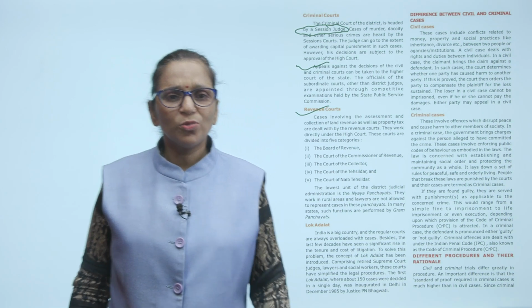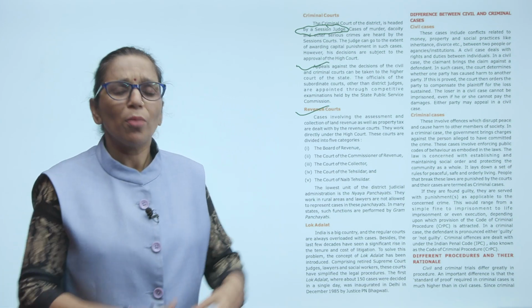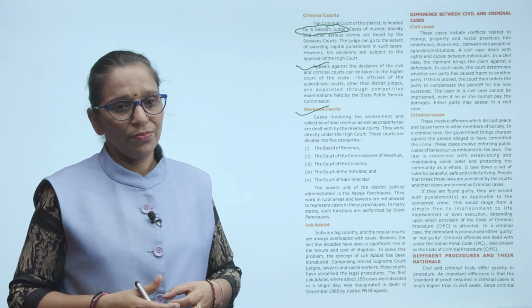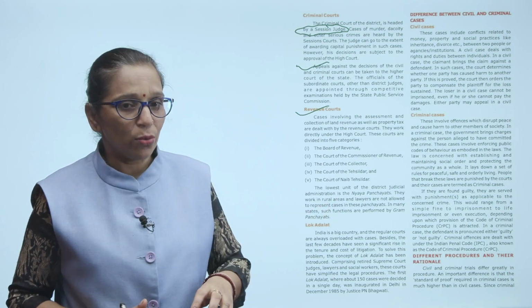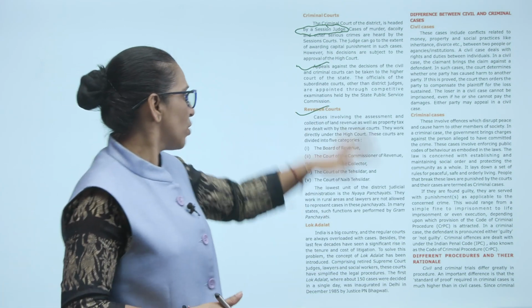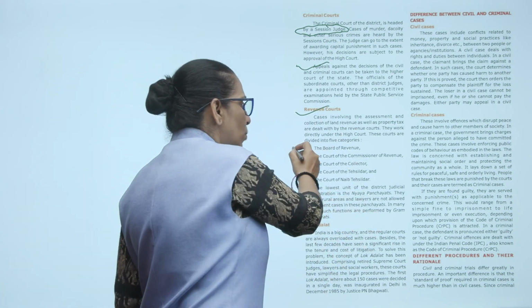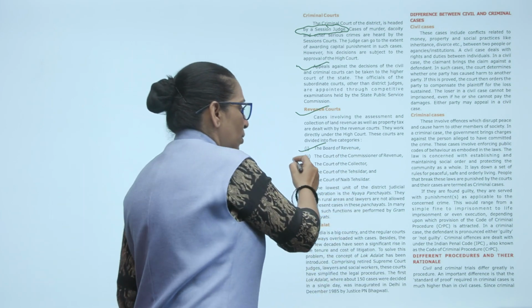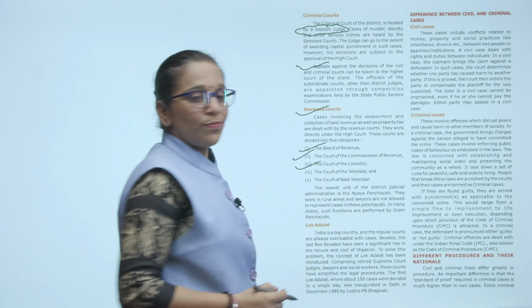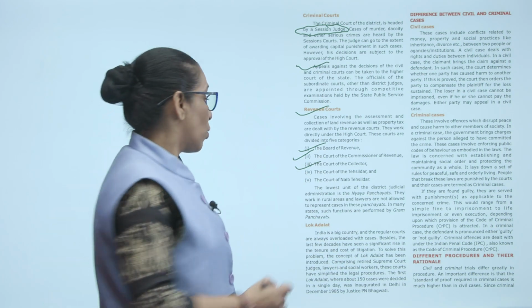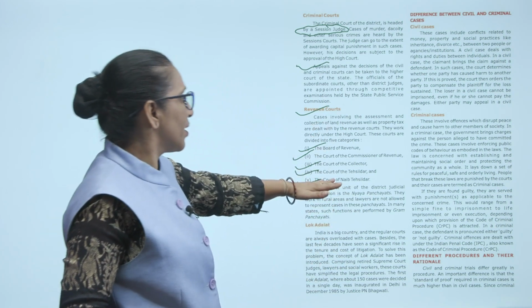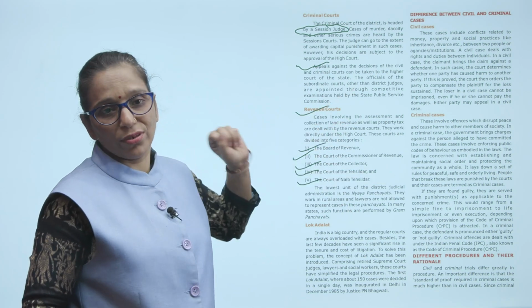Cases involving the assessment and collection of land revenue and property tax are dealt with by the revenue courts. They work directly under the High Court. These courts are divided into 5 categories: Board of Revenue, Court of Commissioner of Revenue, the Court of Collector, the Court of Tehsildar, and the Court of Naib Tehsildar. So these are the 5 categories of revenue courts.